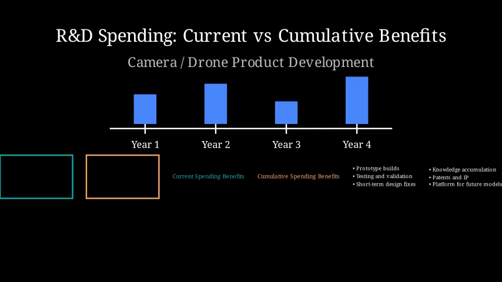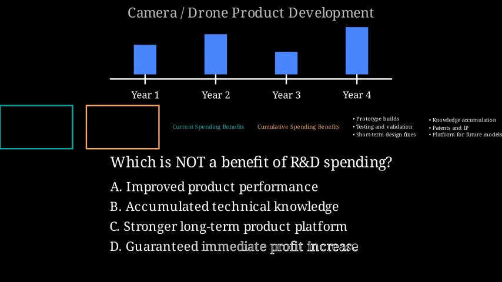Now, let's answer the question: the benefits of current and cumulative expenditures for camera or drone product research and development do not include which of the following. We'll list 4 possible answers. 3 of them are real benefits. 1 of them is not a benefit. Let's analyze the options carefully.